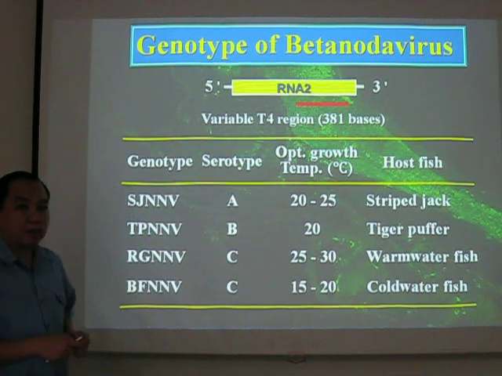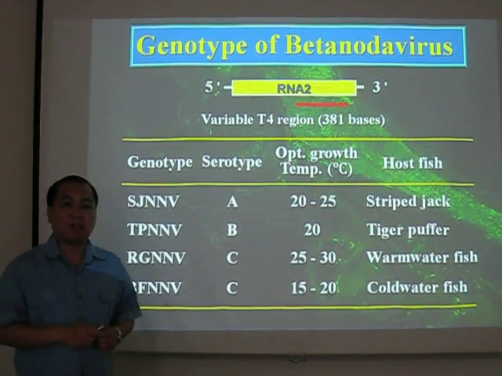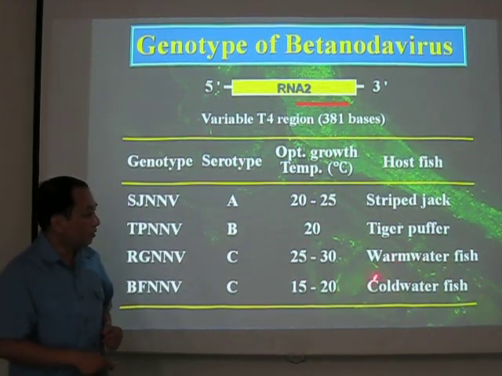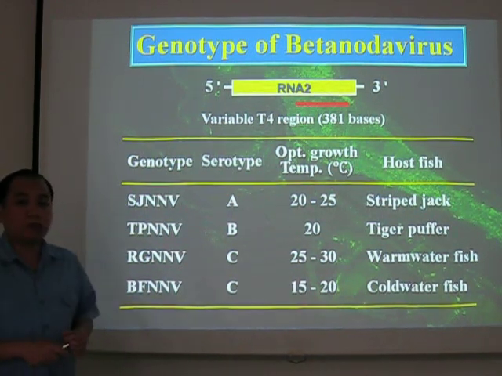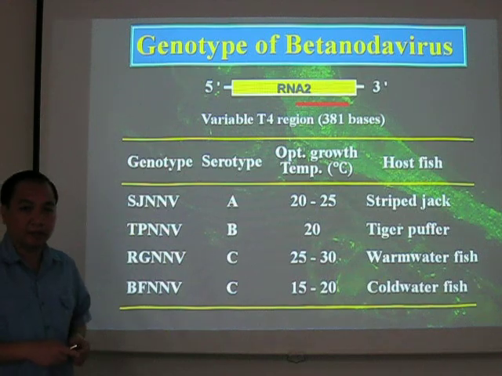And the last is the BFNNV, or the barfin flounder nervous necrosis virus, which targets almost all cold water fishes, and the optimum growth temperature is between 15 to 20 degrees Celsius.